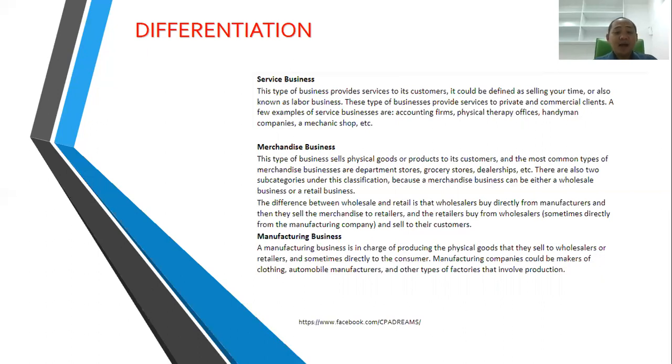Then going to the manufacturing business, you are the one in charge of producing the physical goods. You combine the raw materials, labors, and factory overheads, and then you produce this product, you sell it to the wholesalers. Okay, so again, it involves production. These are more of a factory type.